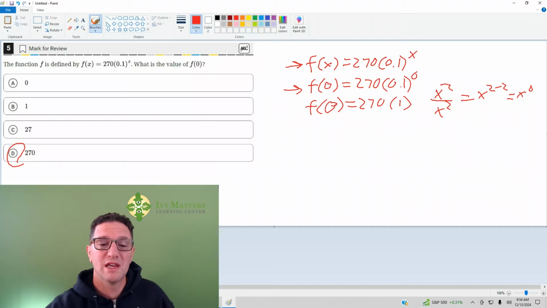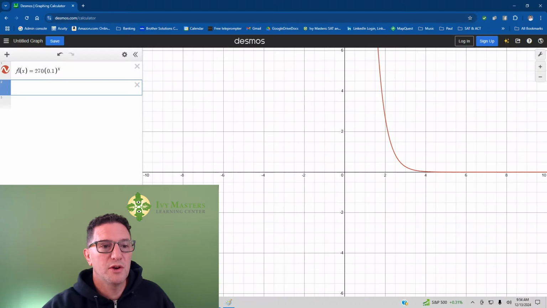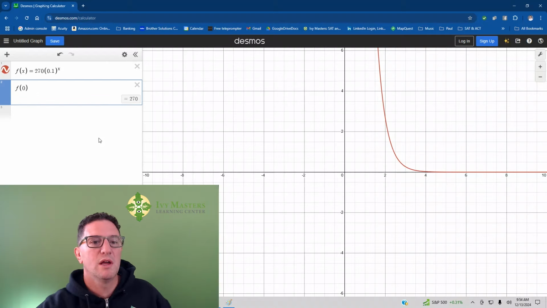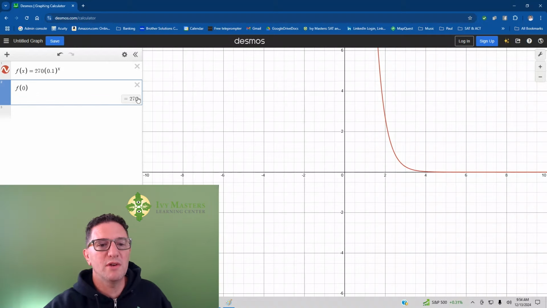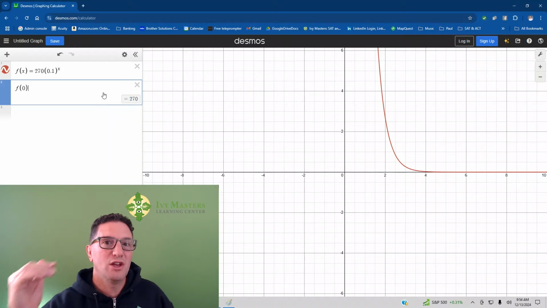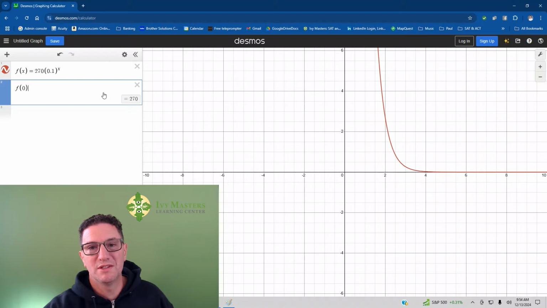All you have to do is plug it into Desmos. So check this out. If we go to Desmos, here you see I wrote my function in here. All you put is f of 0, and then it gives you your answer, 270. It's right there. So you don't need to know anything at all in order to get this correct. You just need to type it into Desmos.